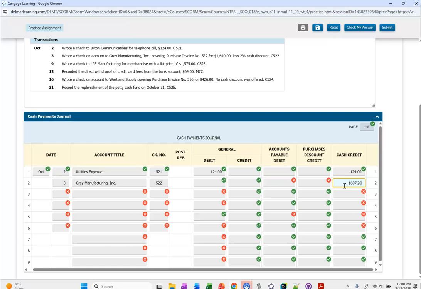$1,607.20. The 1640 is debited to the accounts payable. The debit to the accounts payable is in the total amount, but I have that additional discount credit, which is the difference between what I paid and what I owed. So that's the $32.80.